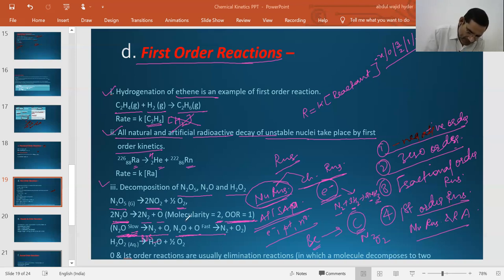If you see this case, the average rate will be equal to K into the active mass of N2O to the power 2, and the exact rate will be equal to K into N2O to the power 1 only. This is order of reaction, this is molecularity. This is the average rate of reaction, this is the exact rate of reaction. This is the rate of reaction with respect to the law of mass action, and this is the rate of reaction with respect to the rate law expression. So this is the rate of reaction in terms of order, rate law expression, and this is the rate of reaction in terms of law of mass action.